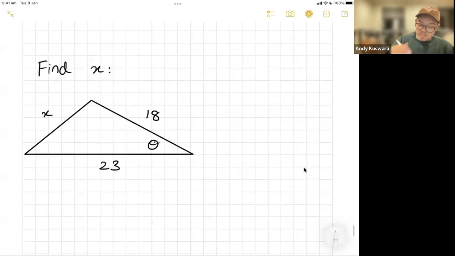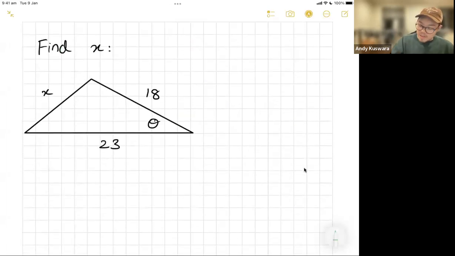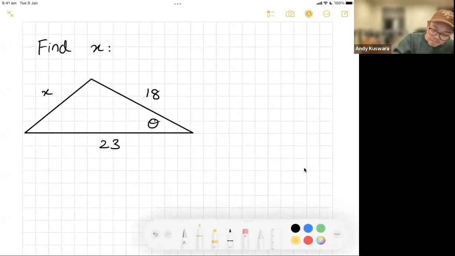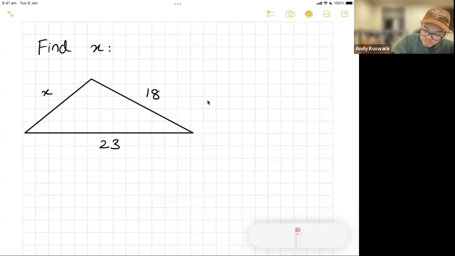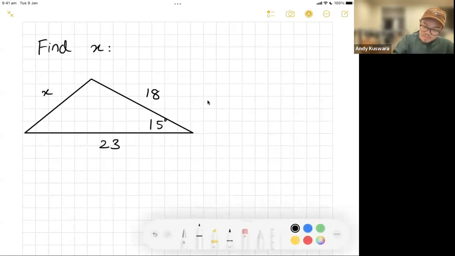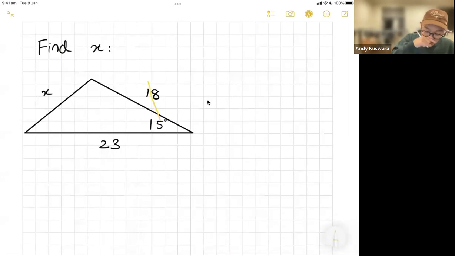All right, let's use the cosine rule to find x. First of all, I need to recognize here that I've got 3 sides. I'm missing one angle. Unfortunately, it's going to be impossible to do this question. Should have planned ahead. Let's call this one 15 degrees. As you can see, I've got an angle, a side, included angle between 2 sides, and I'm trying to find the opposite.